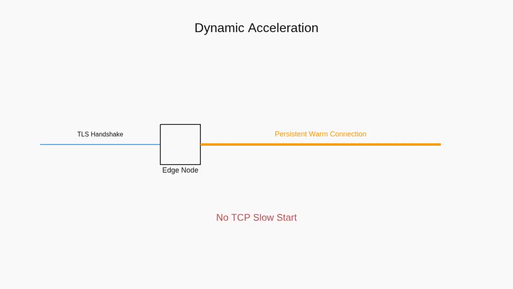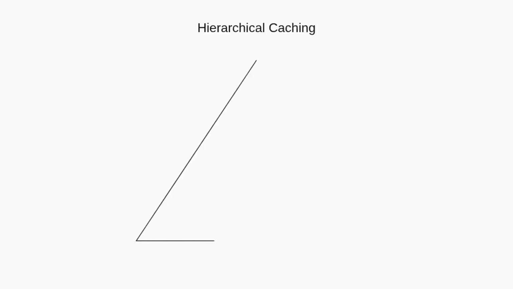This bypasses the TCP slow start phase, allowing the data to flow at maximum speed immediately. Even if the data itself isn't cached, the pipe it travels through is preheated and optimized, cutting down the time to first byte significantly. To manage millions of requests without crushing the origin, modern CDNs use a hierarchical architecture.